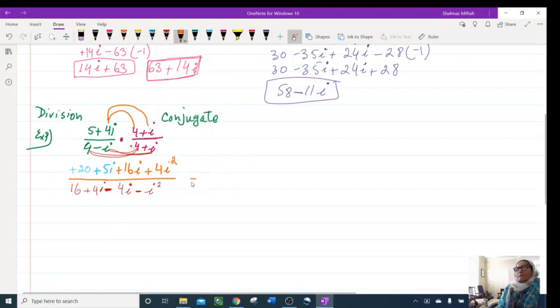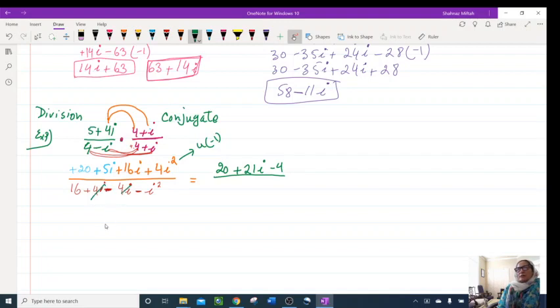Let's try to solve this. Combine like terms. 20 plus 5i plus 16i plus 4i squared. You know i squared means negative 1. This i squared also means negative 1. Okay, so 5i and 16i, when you add them together, it's going to give me 21i. Then you have 4 times negative 1, which is going to give me negative 4.